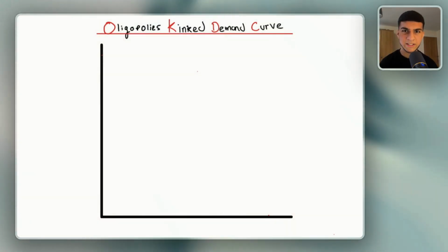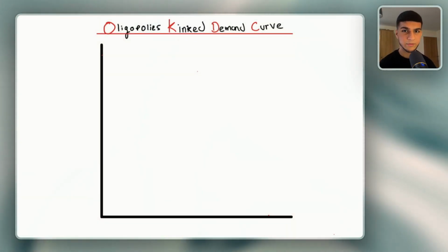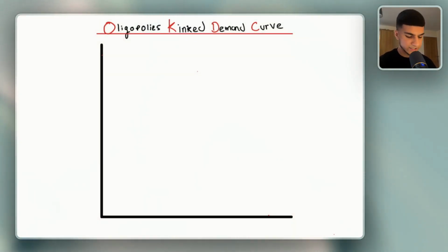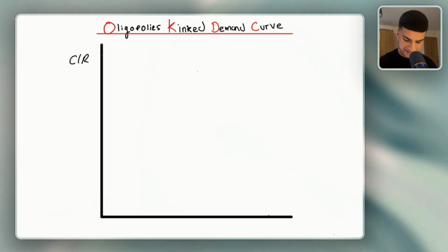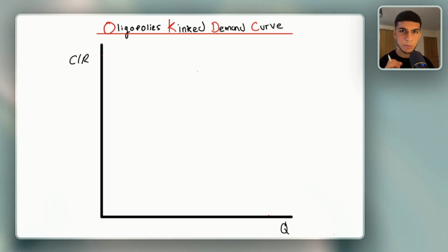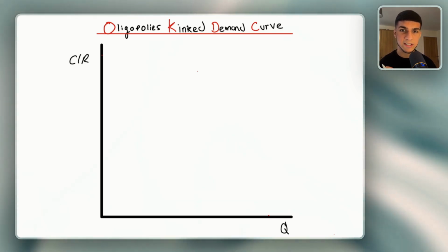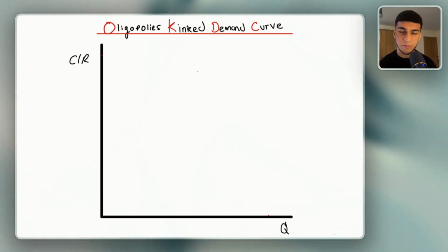Modeling oligopolies using the kinked demand curve. Let's start with labeling our axes, so cost/revenue on your y-axis and quantity on your x-axis. On your y-axis, you could also put price, that is totally valid. Let's get on with the demand curve, and now you'll understand why they call it kinked.